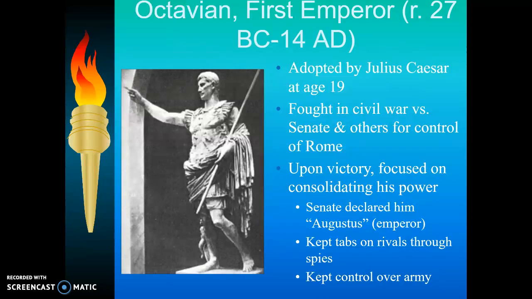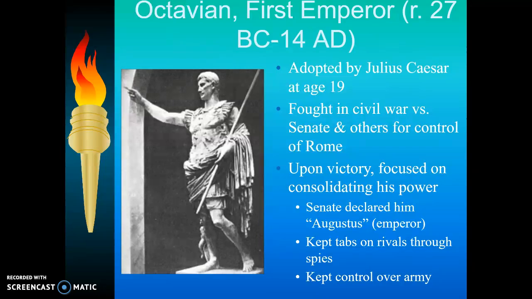First emperor, as you should be aware of, was Octavian, the adopted son of Julius Caesar. After Caesar's death, he had fled the city and then participated in civil wars fought between the Senate and others for control of Rome. This is where Antony and Cleopatra were involved, famous figures in history. Upon his victory, he focused on consolidating his power and influencing the Senate to support him.